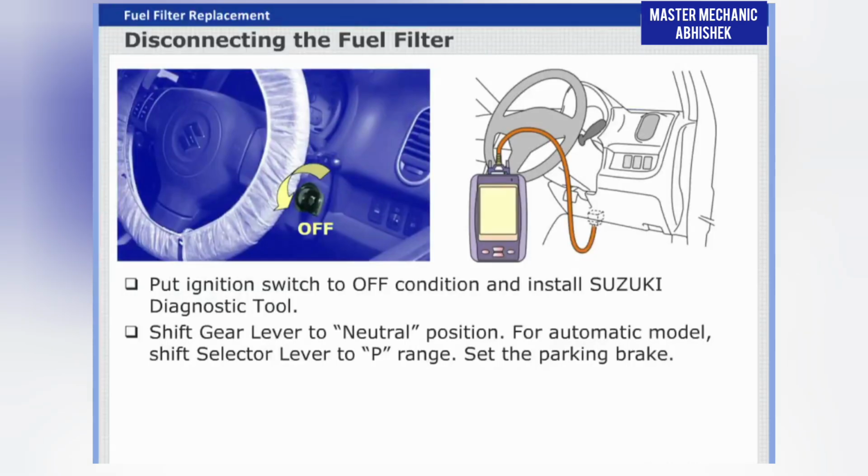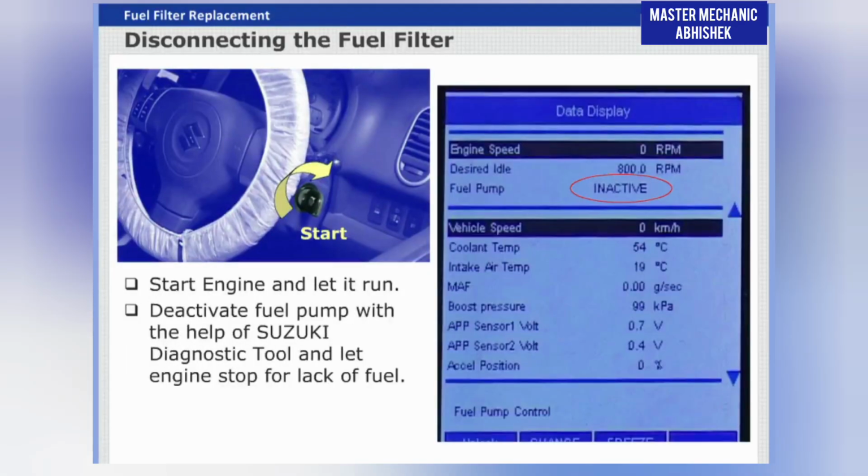Disconnecting the fuel filter. Put ignition switch to off condition and install Suzuki diagnostic tool. Shift gear lever to neutral position. For automatic model, shift selector lever to P range. Set the parking brake. Start engine and let it run.